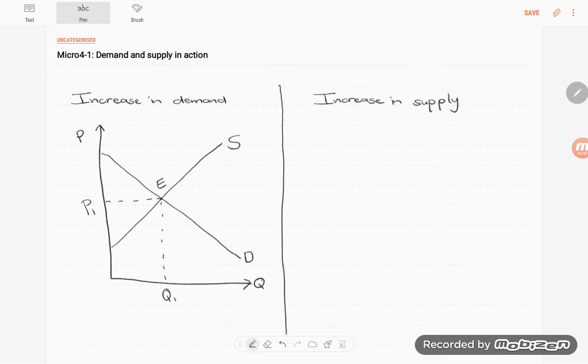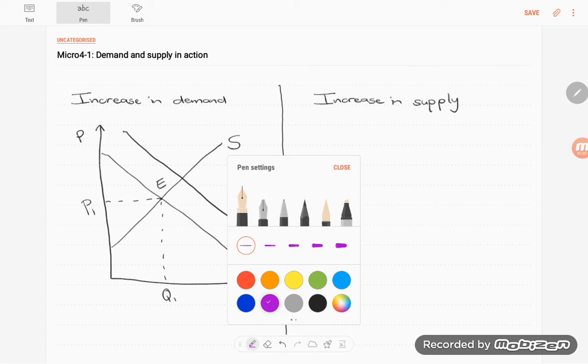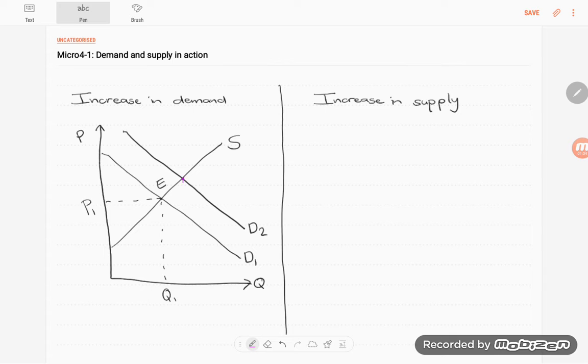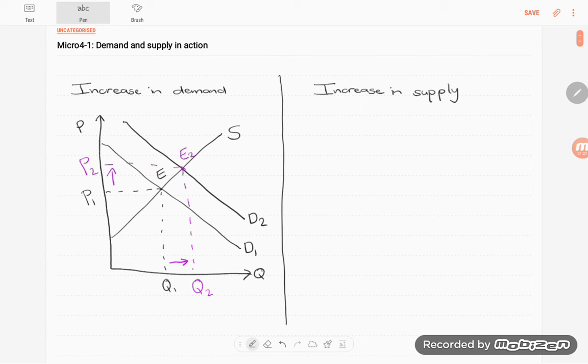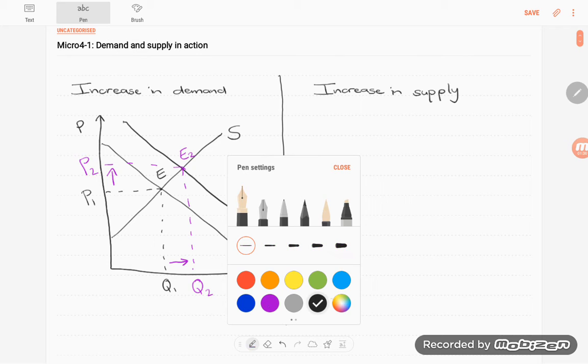If we have an increase in demand, this means the demand curve shifts from D1 to the right and it forms D2. Now we have a new equilibrium, Q2 and P2 at E2. That means if there's an increase in demand, it's a rightward shift of the demand curve, there is an increase in the quantity demanded in equilibrium as well as an increase in price.